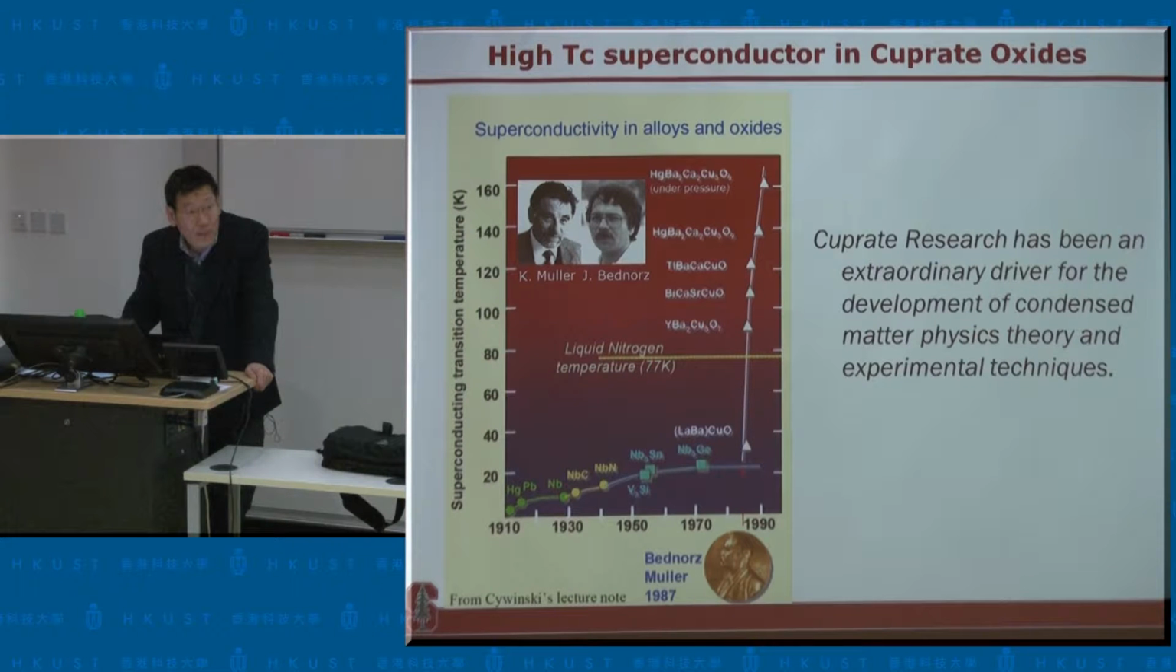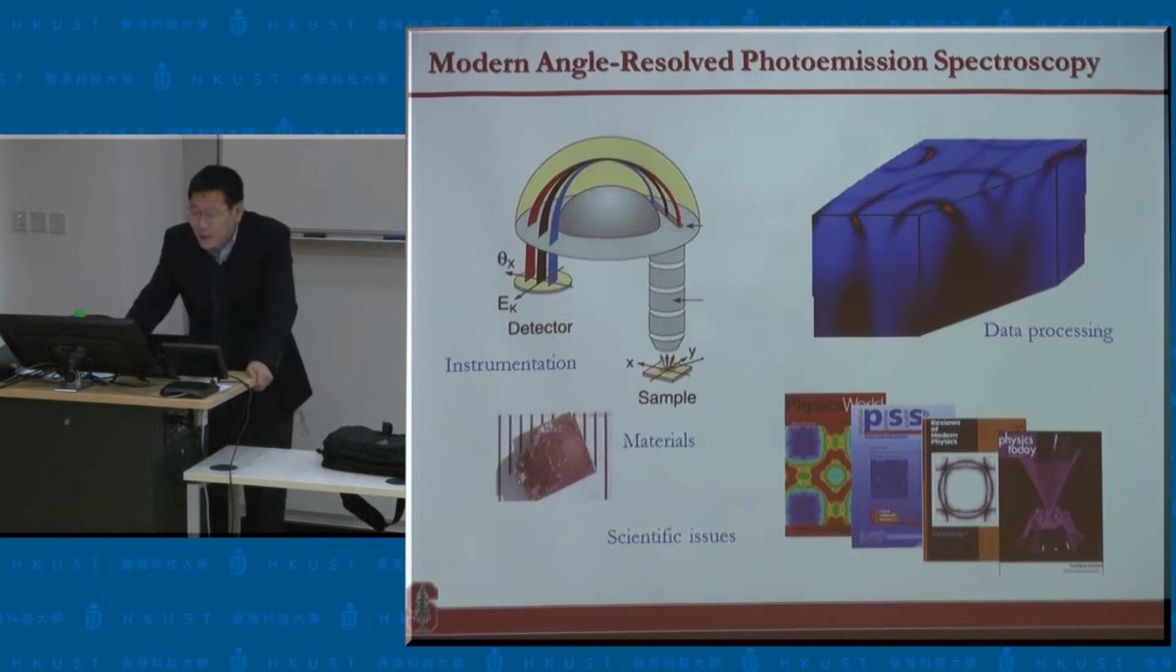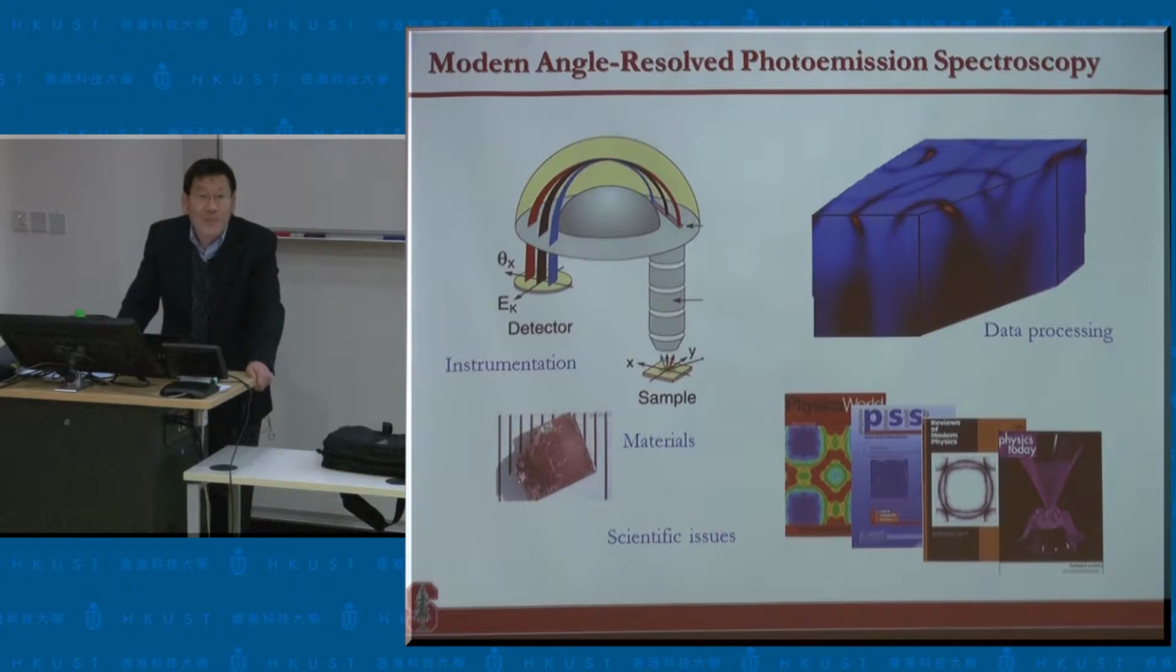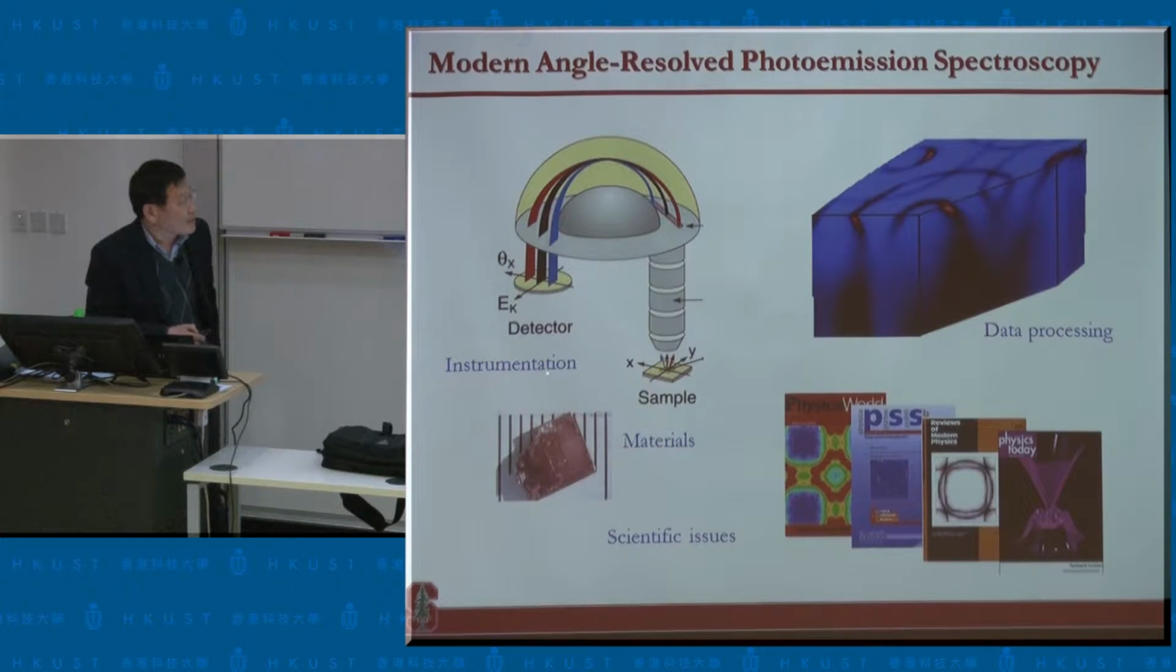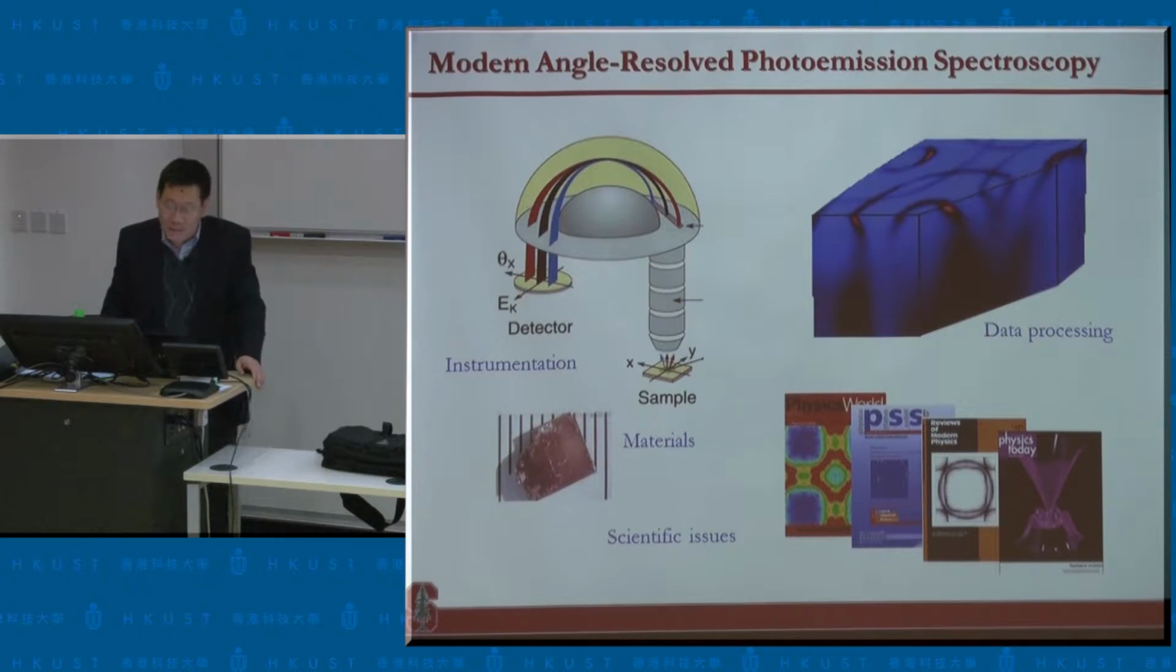And it's a difficult problem. It's been such a long time. Modern angle resolved photoemission has emerged as one of the mainstays of condensed matter physics experiment, and it's a result of the development of instrumentation, materials, scientific issues, and data processing. It's this ecosystem, therefore, that made the whole thing work.